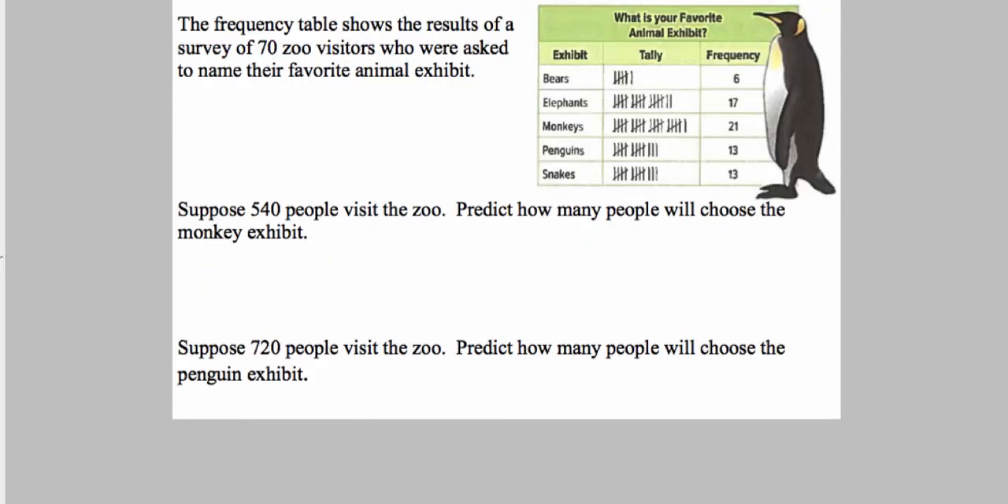So let's take some information from a zoo. This frequency table, remember our little tallies that tally up how many people chose each one, of 70 zoo visitors were asked to name their favorite animal exhibit. What's their favorite one to visit? So 70 was our total, and this is the number of people who chose each of the different types of animal exhibits. Suppose 540 people visit the zoo. Predict how many people will choose the monkeys. So start with monkeys. Monkeys was 21 out of 70 total people in the survey.